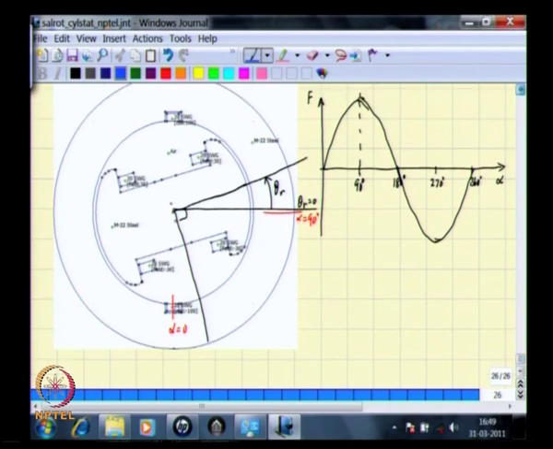How to do that? Now, let us say that the peak of this MMF distribution is f hat. Then f hat lies along the axis of the stator winding, and a component of f hat that lies along this theta r can then be given as f hat cos theta r.